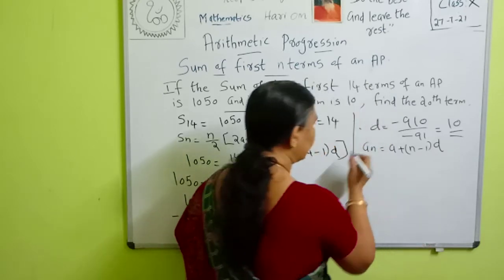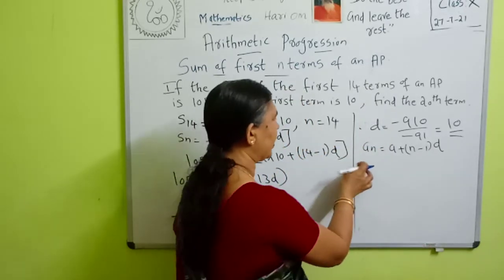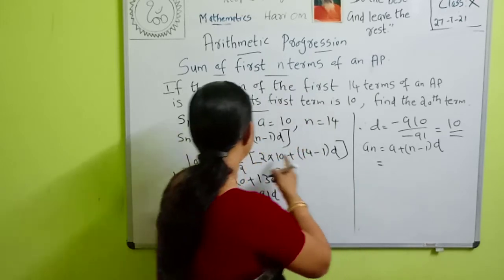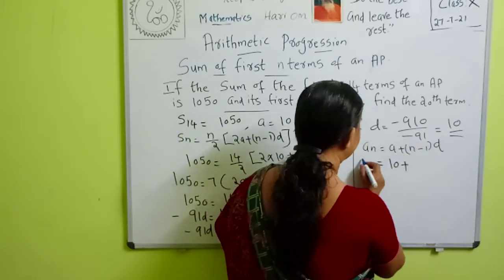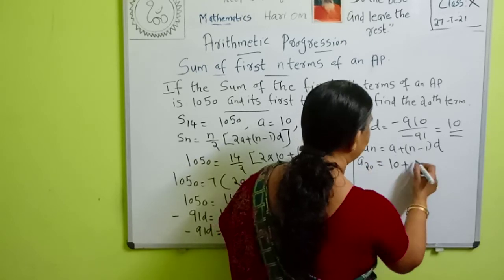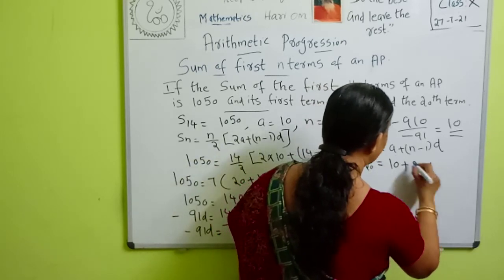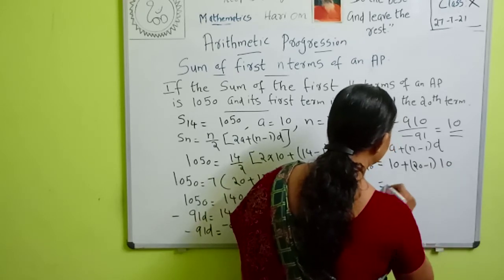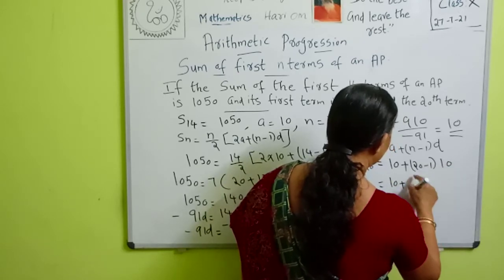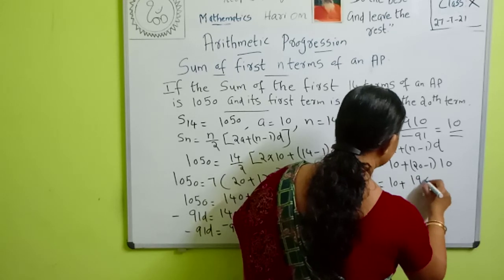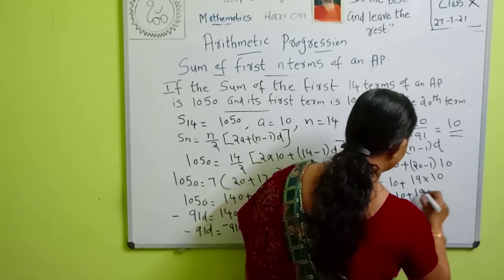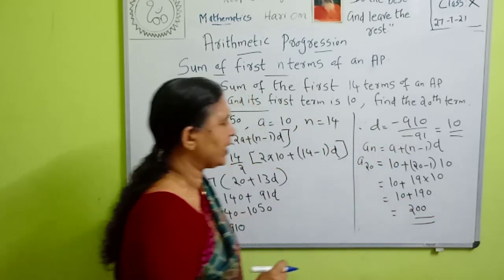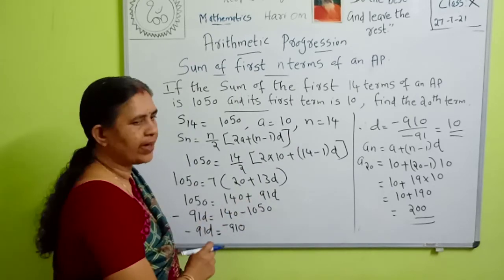Then substitute the values here. Here, what is a? a is equal to 10. So 10 plus n, to find the 20th term, that is a20, then n is equal to 20. 20 minus 1 into 10. Or it is equal to 10 plus, 20 minus 1 is 19, 19 into 10. That is equal to 10 plus 190. That is equal to 200. Therefore, the 20th term of the AP is 200.